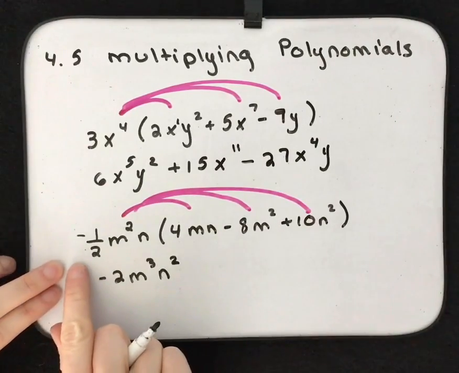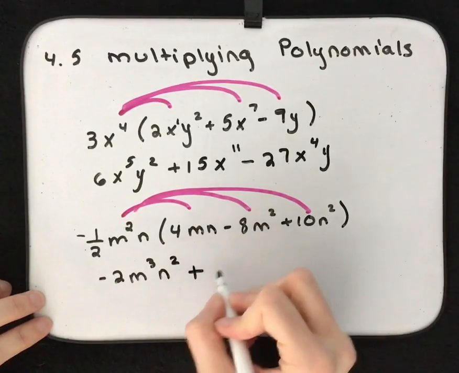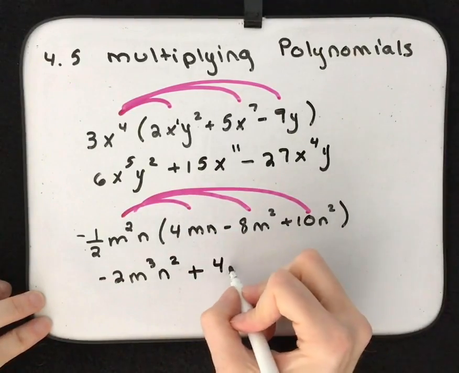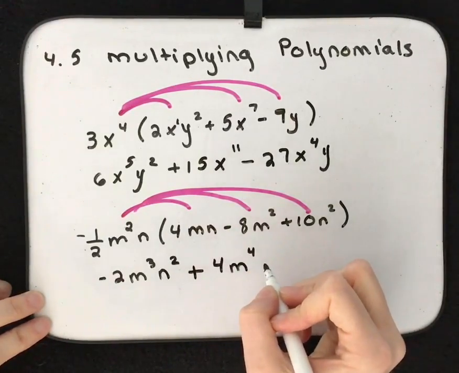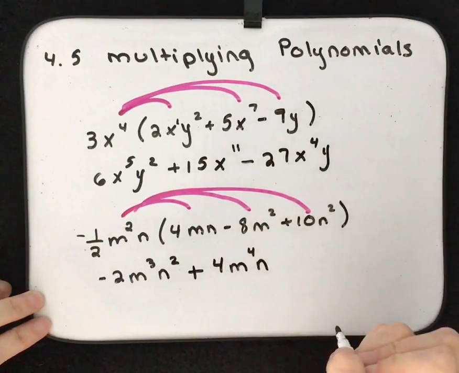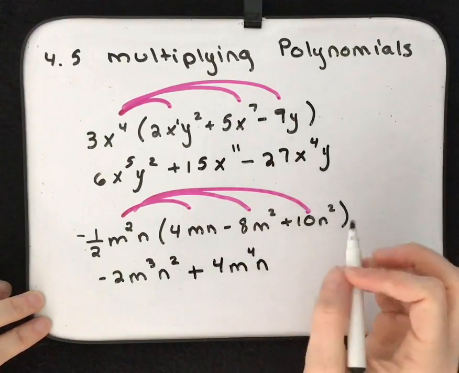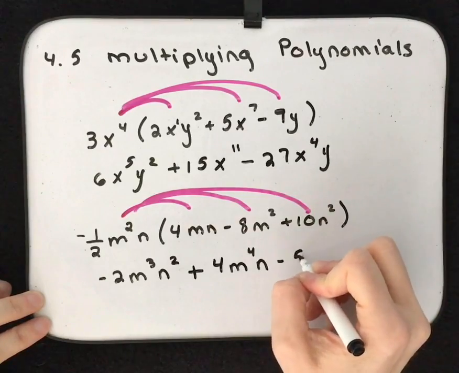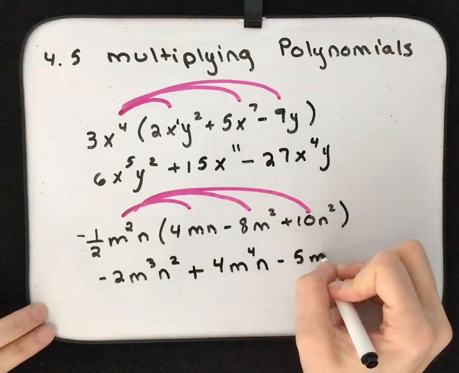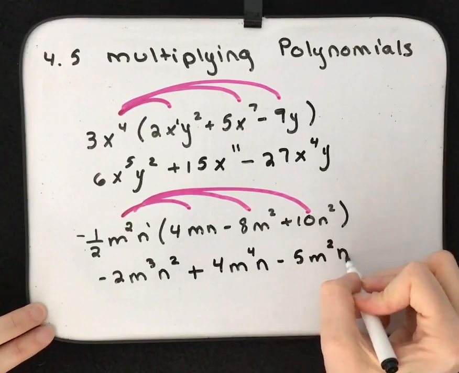And then we have our negative 1/2 times negative 8. A negative times a negative gives us positive. 1/2 times 8 is 4. m to the second times m to the second, 2 plus 2 is 4, so m to the fourth. But don't forget this n right here. There are no n's to combine it with, so it just tags along. Negative 1/2 times positive 10 gives us negative 5. M to the second, there's no m's, that's okay. N to the first, n to the second, 2 plus 1 is 3.